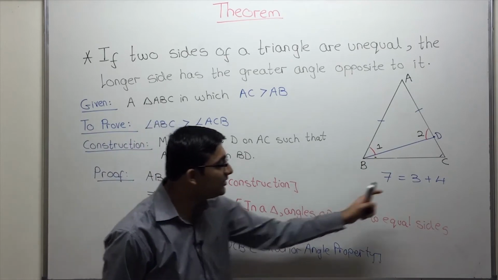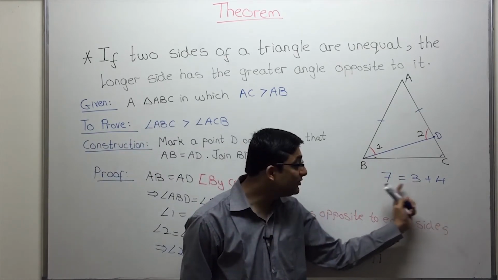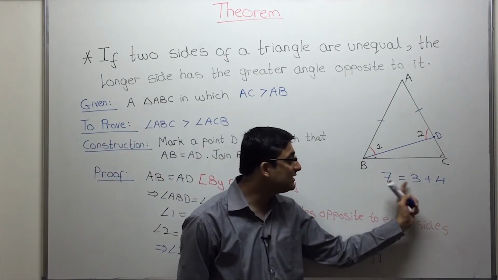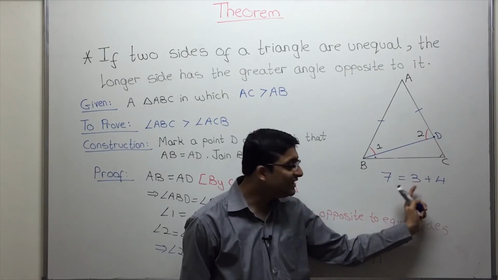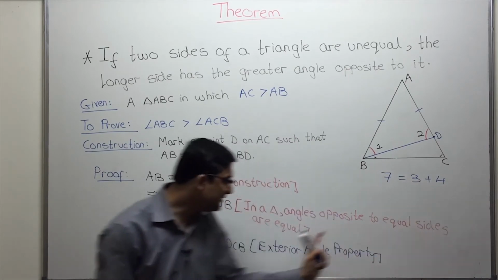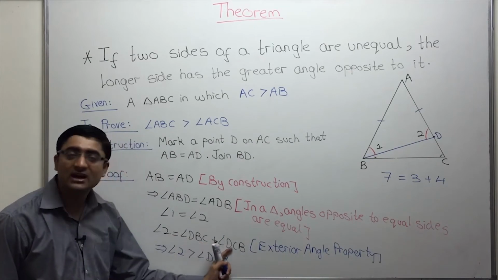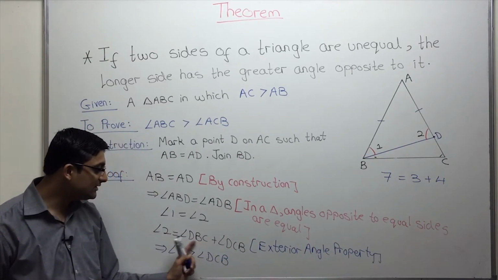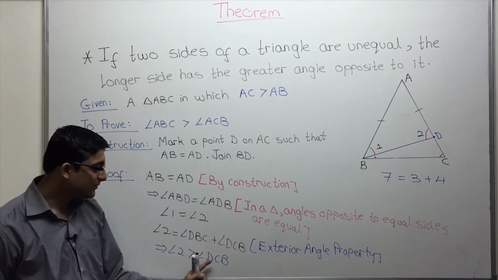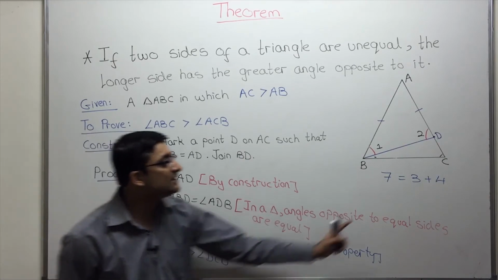In case this is not clear, look over here. 7 is equal to 3 plus 4. So 7 is individually bigger than each of these. 7 is greater than 3 and 7 is greater than 4. Same thing over here. Angle 2 is equal to this angle plus this angle. So angle 2 is bigger than this and angle 2 is bigger than this. I'm really interested in this. So angle 2 is bigger than angle DCB.